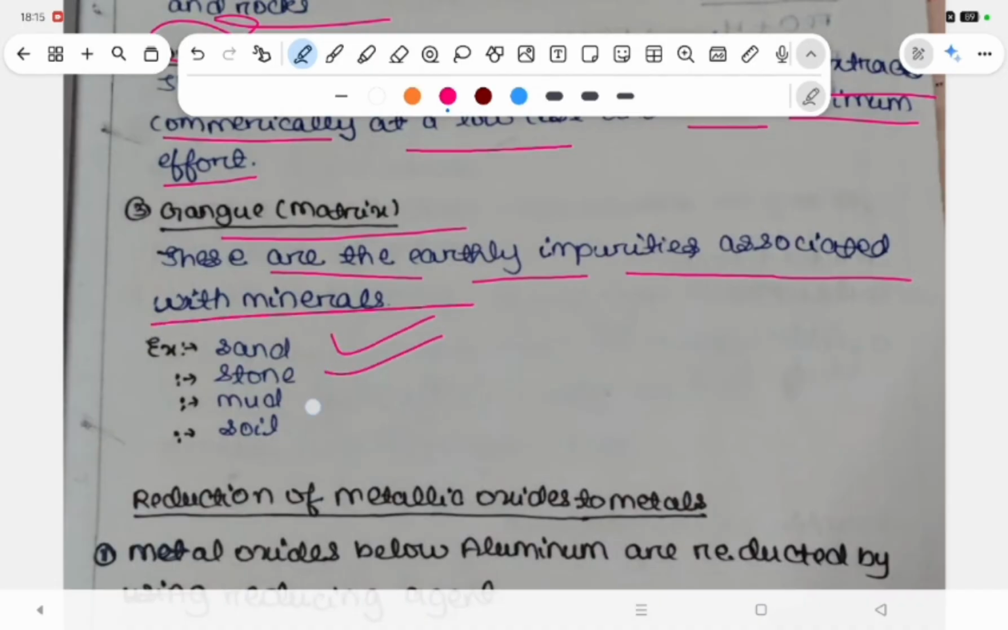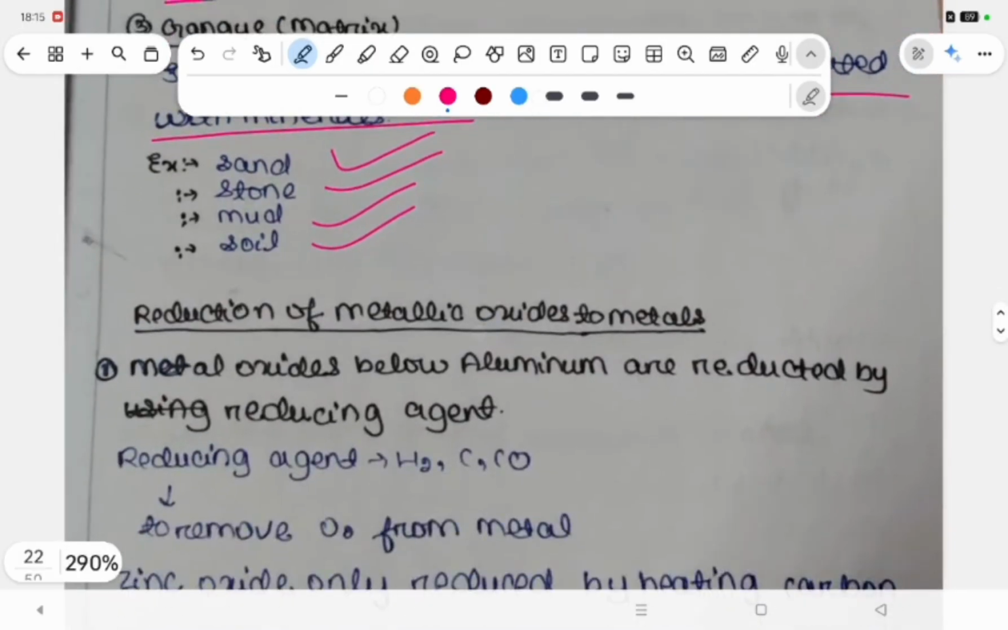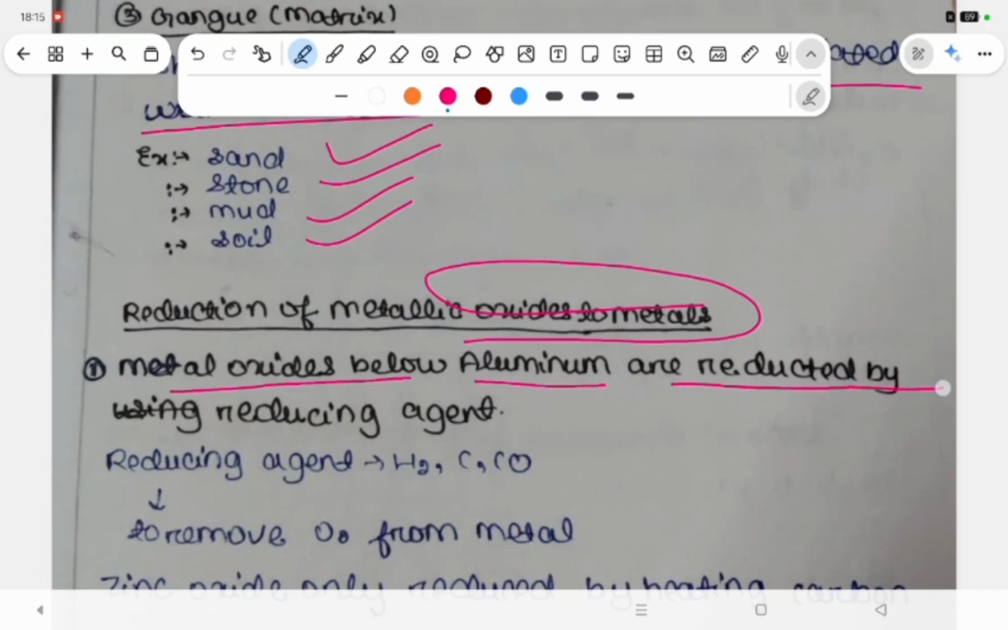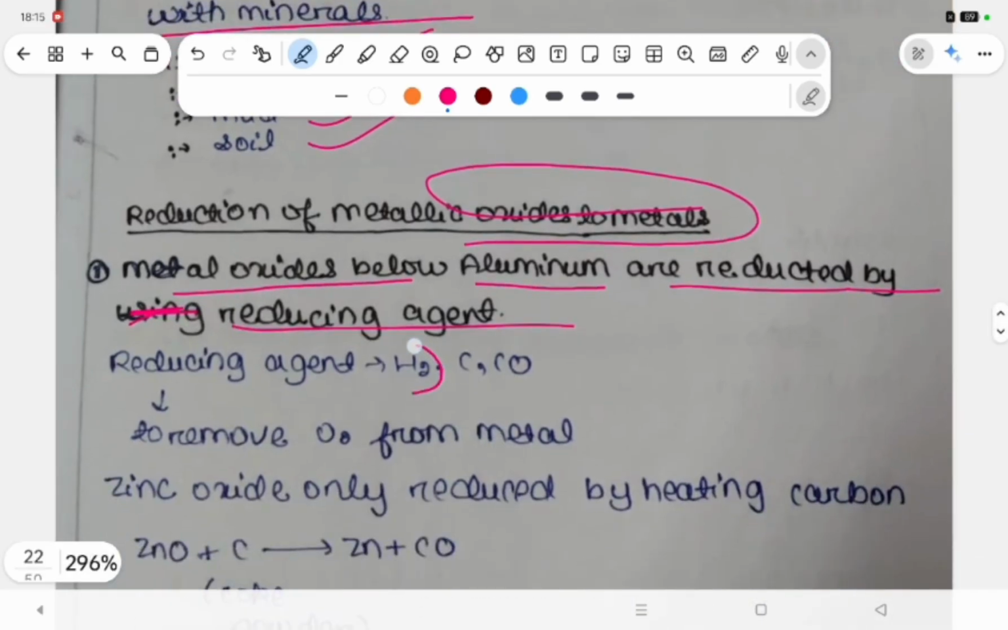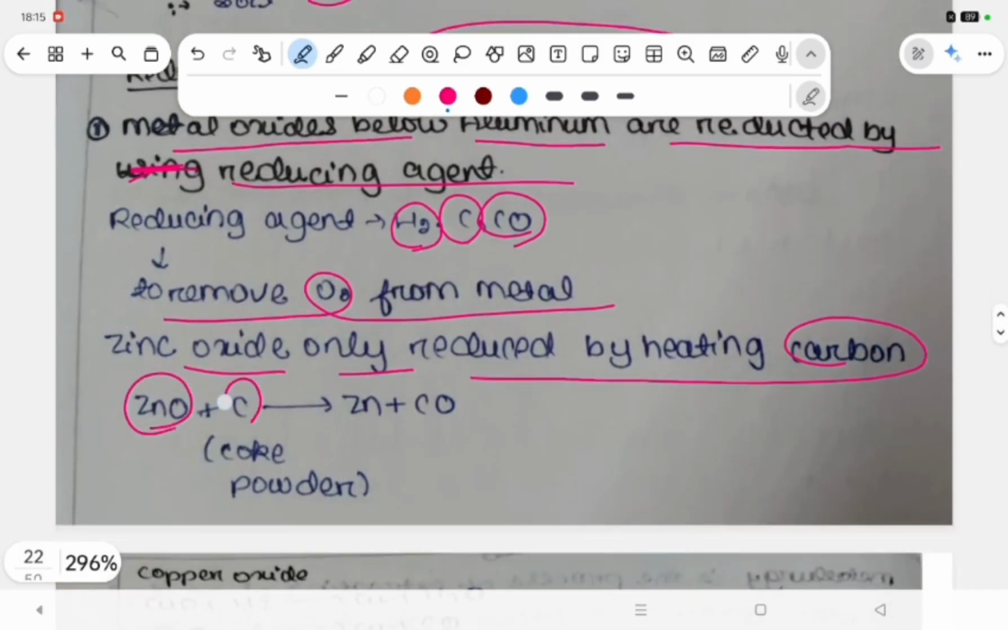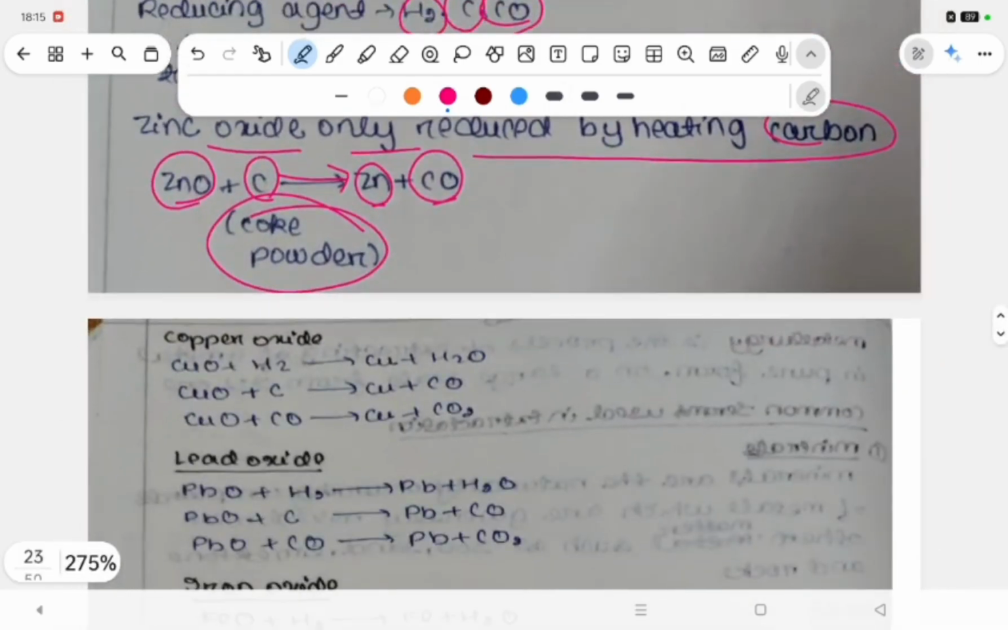Reduction of metallic oxides to metals. Metallic oxides below aluminum are reduced by reducing agents like hydrogen, carbon monoxide to remove oxygen from metal. Zinc oxide is only reduced by heating with carbon. ZnO plus C (coke powder) gives zinc and carbon monoxide.